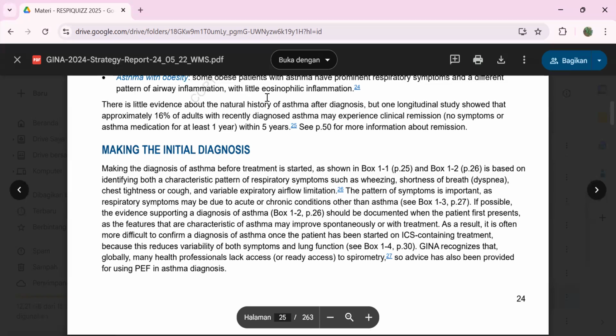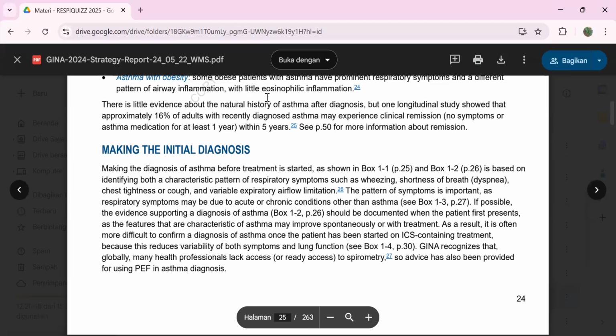Making the initial diagnosis. Making the diagnosis of asthma before treatment is started, as shown in box 1-1 and 1-2, is based on identifying both the characteristic pattern of respiratory symptoms such as wheezing, shortness of breath or dyspnea, chestiness or cough, and variable expiratory airflow limitation.